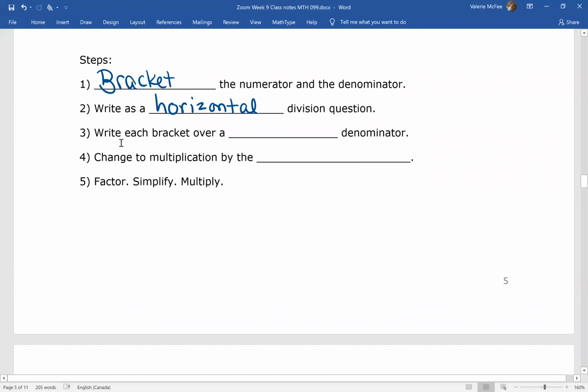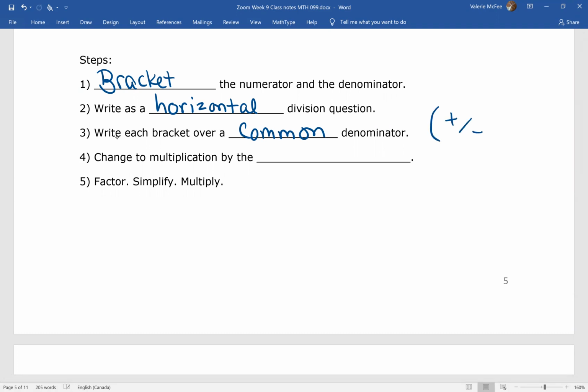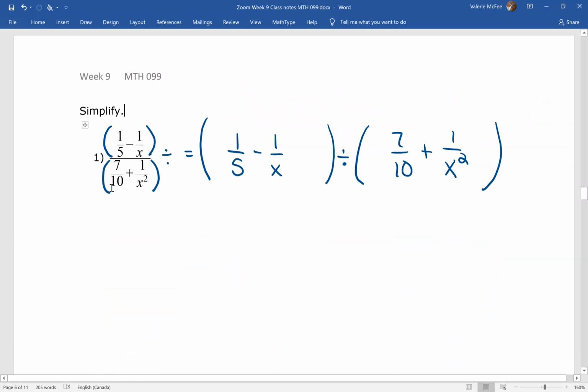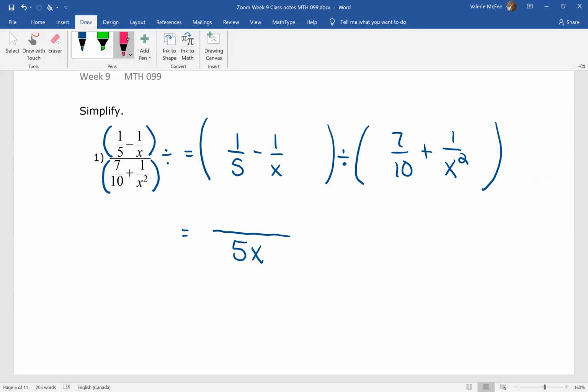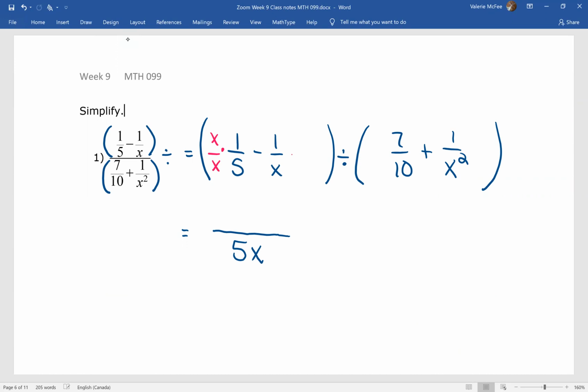The next step is to write each bracket over a common denominator. This is just the adding and subtracting that we were just doing. Adding and subtracting rational expressions. Find the lowest common multiple of the denominators, multiply by the missing factors, and then simplify. So if we look at our first bracket, we see that the lowest common multiple of the denominators is 5x. And we know that in order to add, we have to multiply each term by the missing factors. So we have x minus 5 all over 5x.